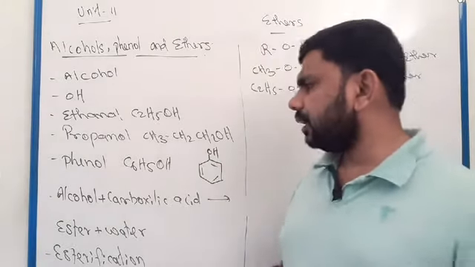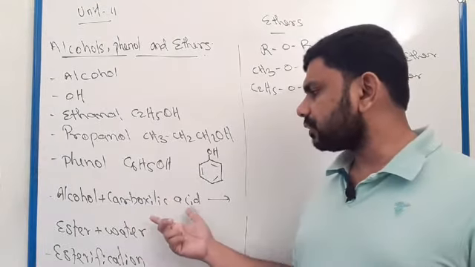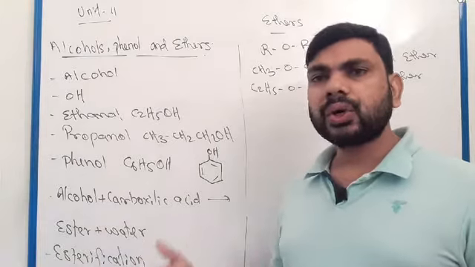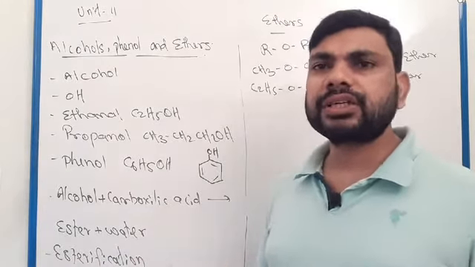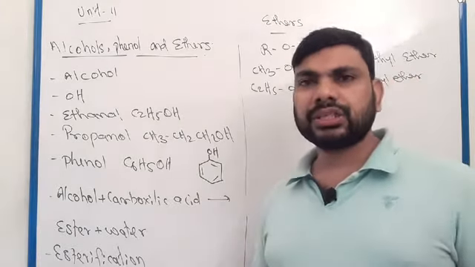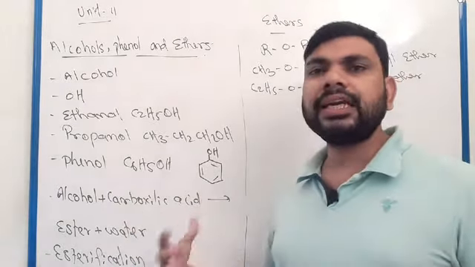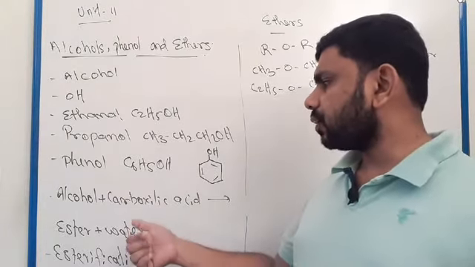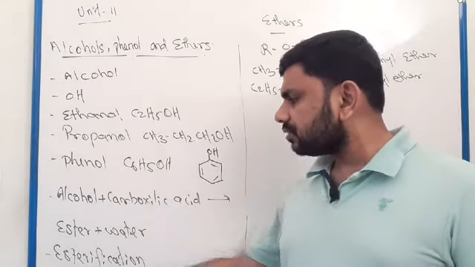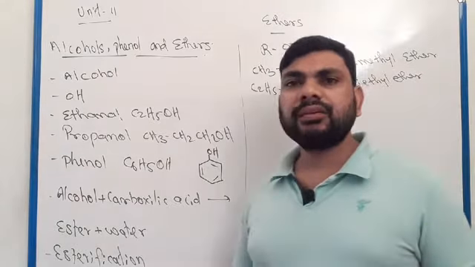Another thing we have to understand: alcohol reacts with a carboxylic acid in the presence of concentrated sulfuric acid to form an ester and water. Here concentrated sulfuric acid is a dehydrating agent, it helps to remove water. This type of chemical reaction is called an esterification reaction. Clear?